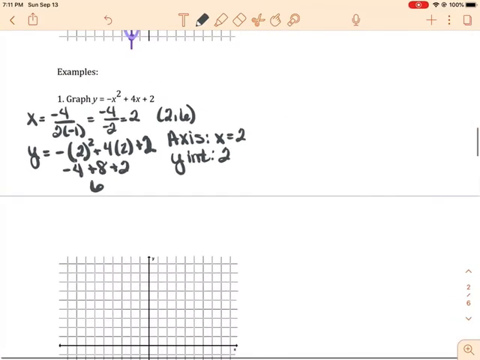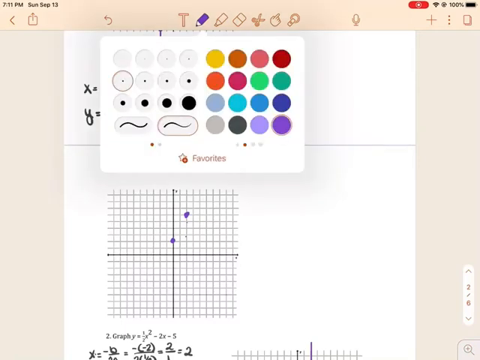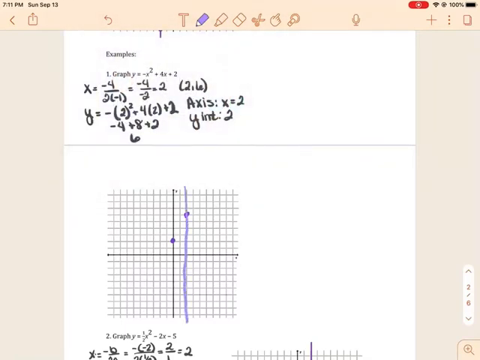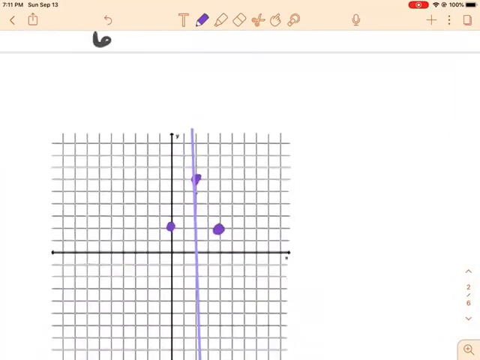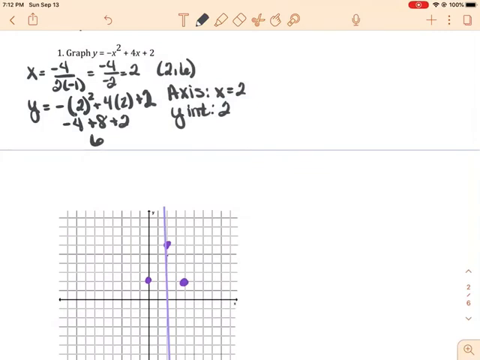So I'm going to plot all that first before I find the extra point. So 2, 6. Y-intercept is at 2. Axis of symmetry is here. And I'm going to mirror image across. So far that's what I have. And then I'm going to pick another point. Again, whichever one, it doesn't matter what you pick. You could pick -1, -10,000.